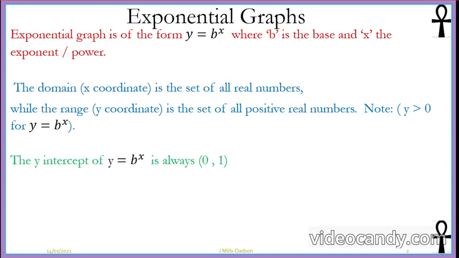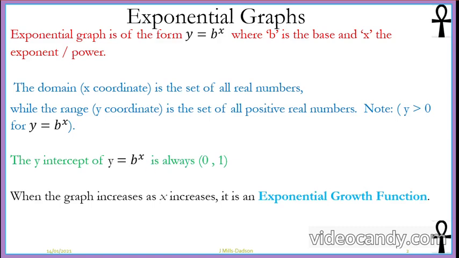Also, for a typical y equals b to the power x, the graph will always go through the point (0, 1) on the y-axis. The graph will always go through the point (0, 1) on the y-axis, so make note of this important point.